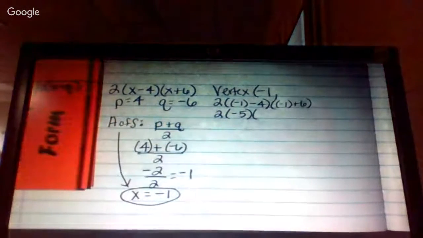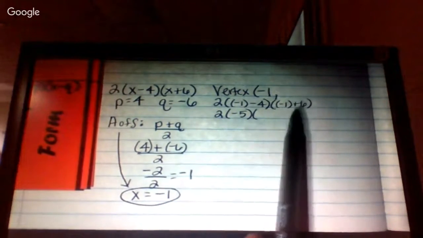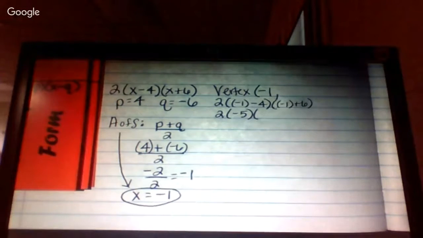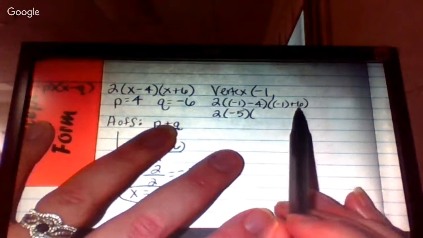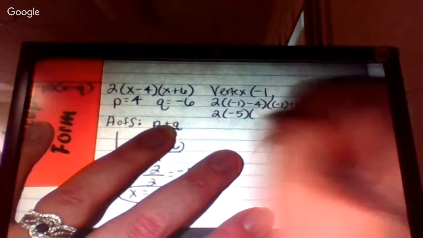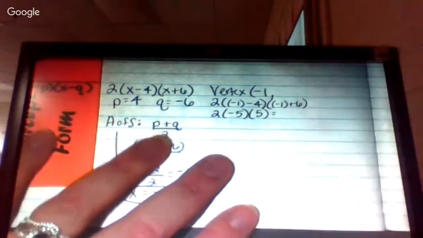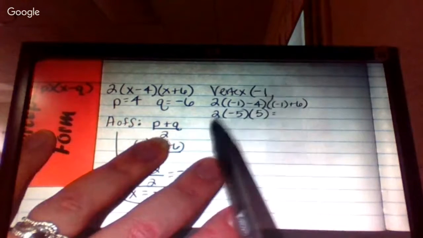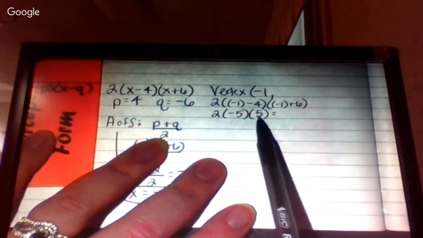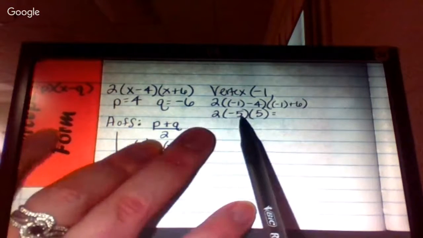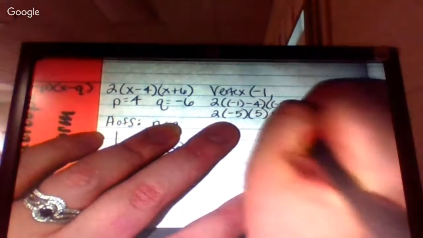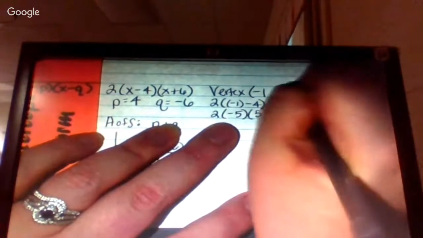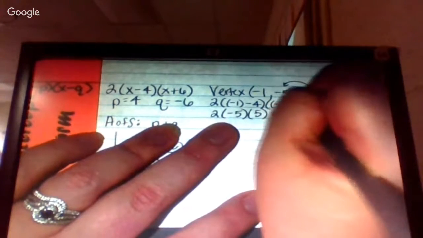If I have -1 plus 6, what is that value? +5. We start at -1 and go 6 in the positive direction. That gives me +5. So 2 times -5 times 5. What's 2 times -5? -10 times 5 is -50. And this value goes here. And that's your y value.